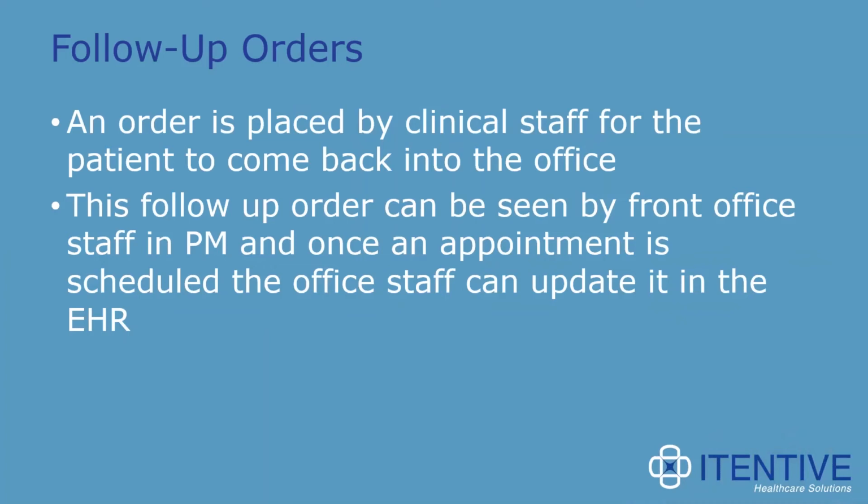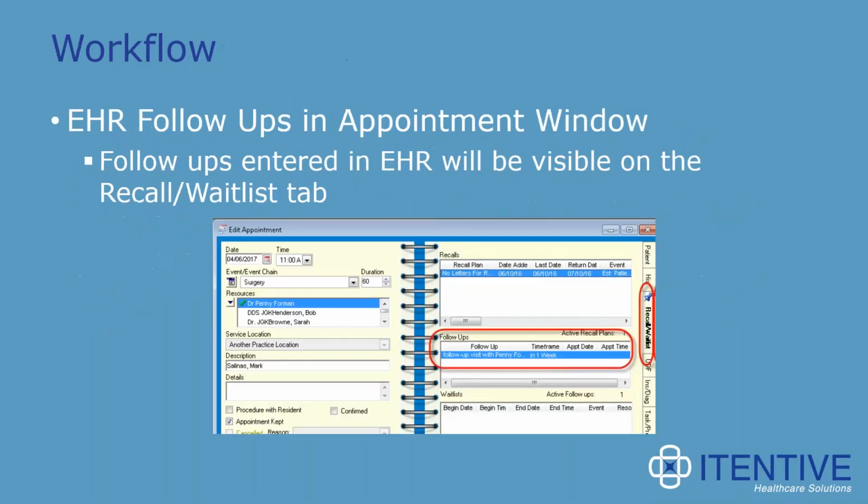So with follow-up orders, we know that an order is placed by clinical staff for the patient to come back into the office. Now what's changed is that this follow-up order can be seen by the front office staff in practice management, and once an appointment is scheduled, the office staff can update it in the EHR. To give you a better understanding, we have a screenshot of the appointment book where you can see follow-ups entered in the EHR will now be visible on that recall waitlist tab. And that blue push pin icon lets users know there's a follow-up order.